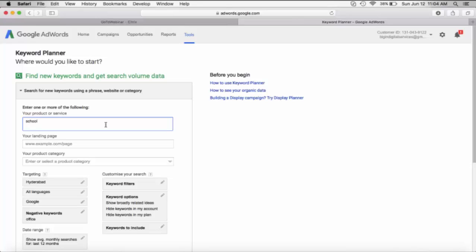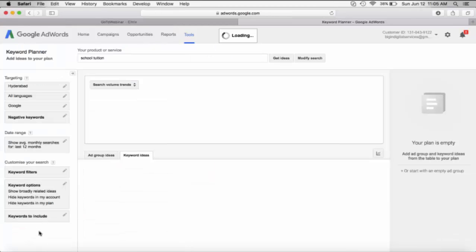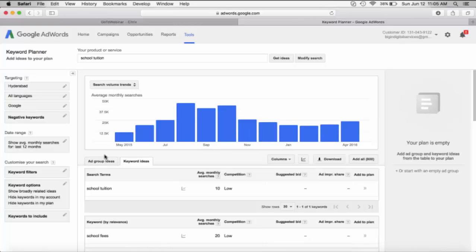Then you will type in your input or seed keyword, which is school tuition, and leave the landing page. Leave the product and category and go to target. Select Hyderabad as the region, whatever region you are targeting your project for. All languages, the rest you will not touch. If you have negative keywords you could use them, but as of now I have none. So I'll hit on save and hit on get ideas.